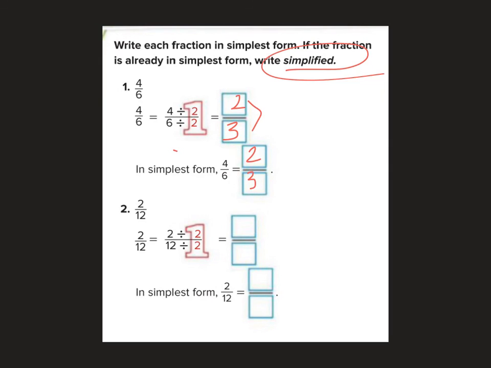Then if I'm trying to simplify 2/12, I notice again they're both even numbers. So if I divide 2 by 2, I'd get 1, and 12 by 2, I'd get 6. Now, 1 cannot be simplified anymore. That's as simplified as we can get, so we know we're done. 2/12 is the same as 1/6.